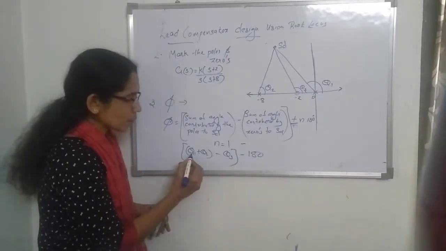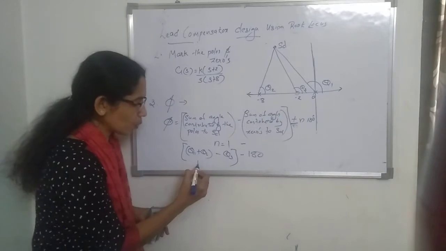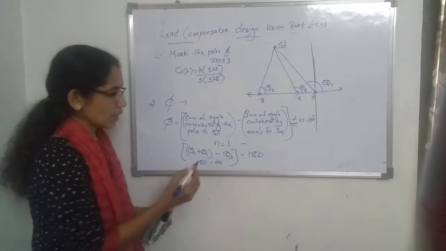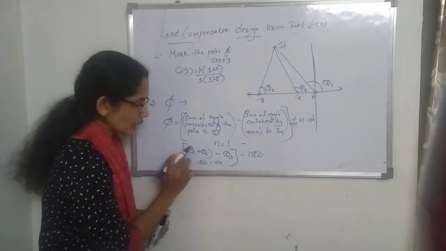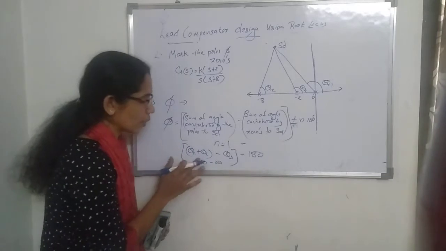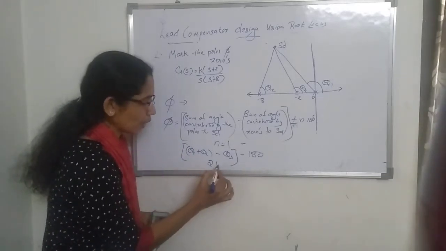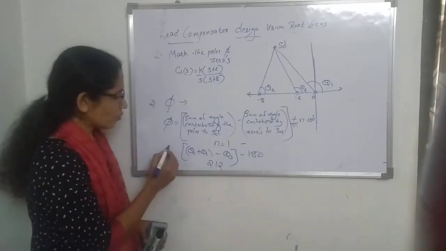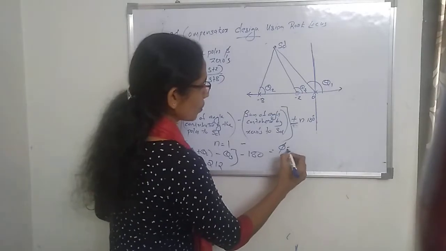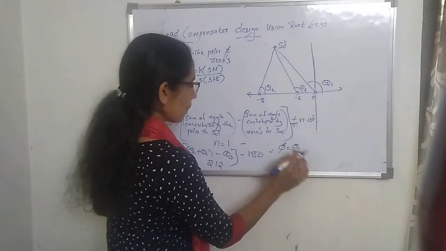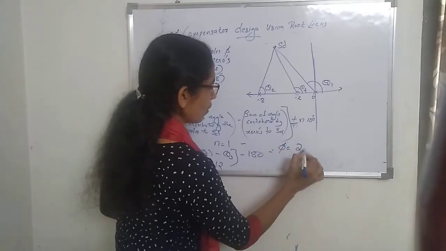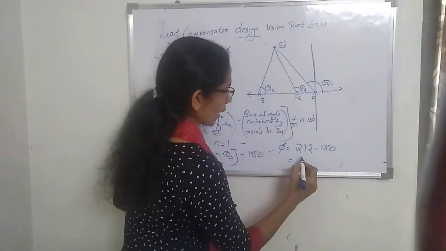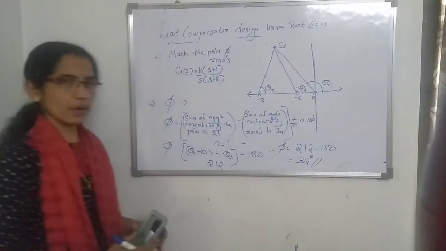For example, theta 1 plus theta 2 is equal to 180 degrees and theta 3 is equal to 60 degrees. Let theta 1 plus theta 2 minus theta 3 be, for example, 212. So what is phi? Phi is equal to 212 minus 180, and 212 minus 180 is 32 degrees. That is the method.